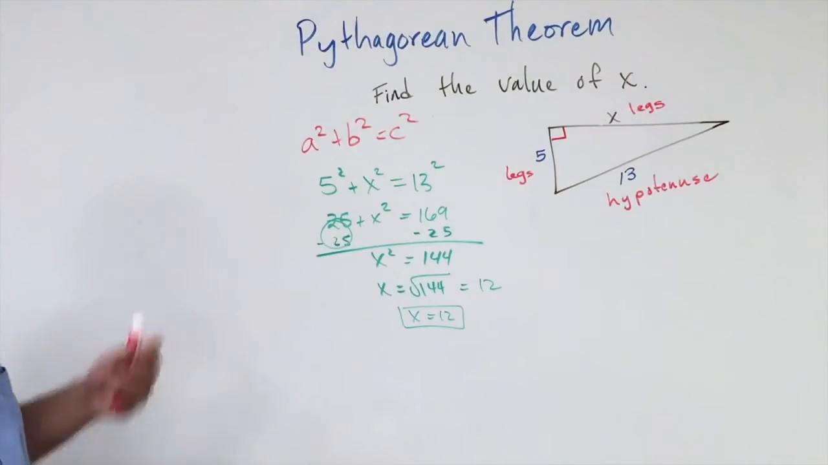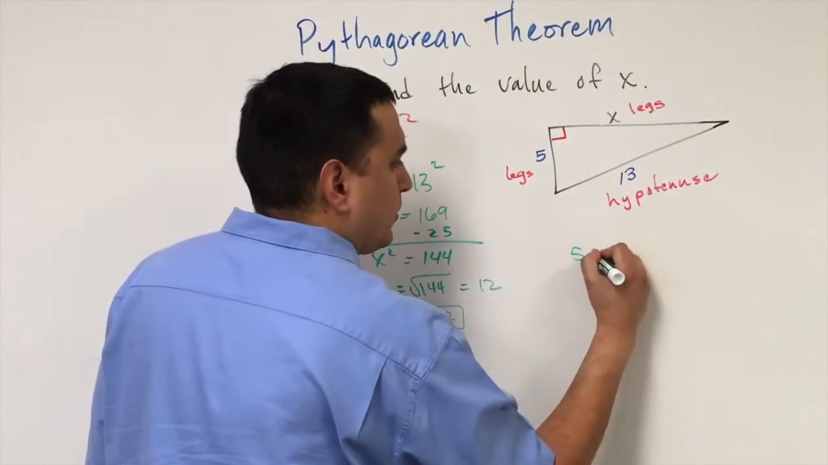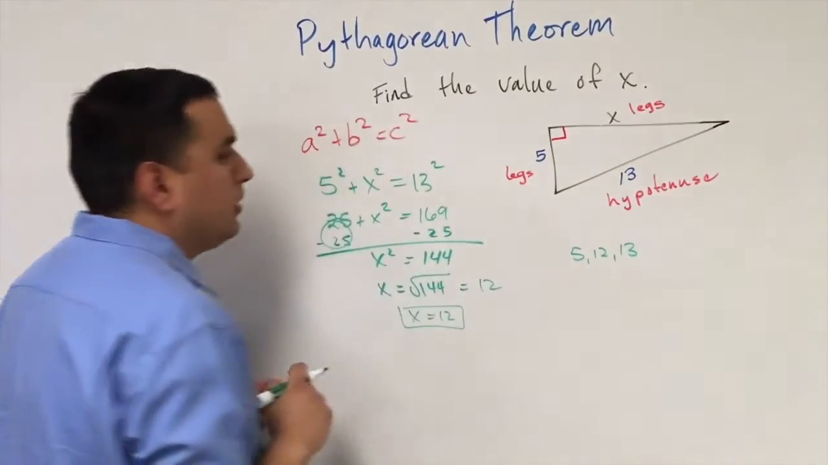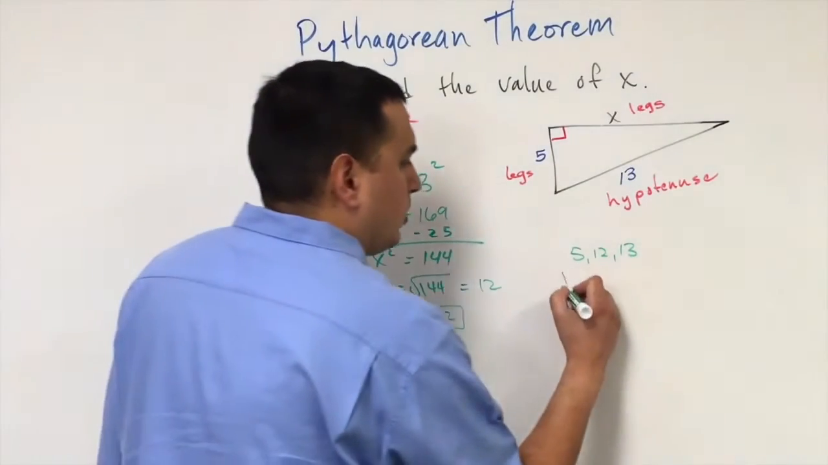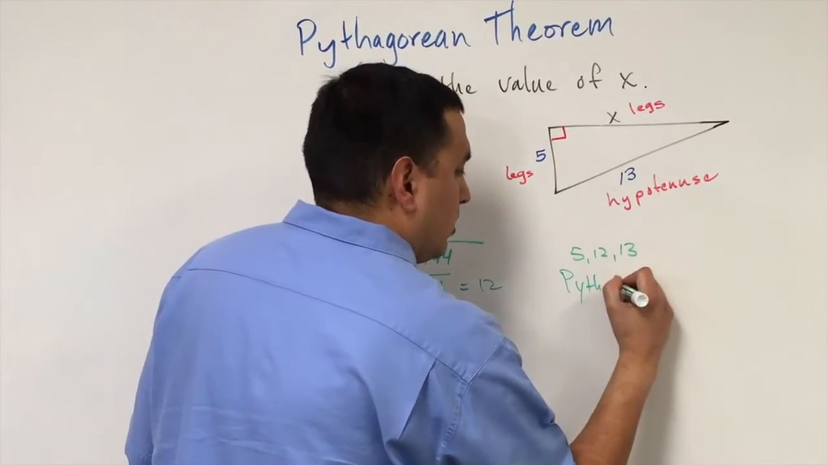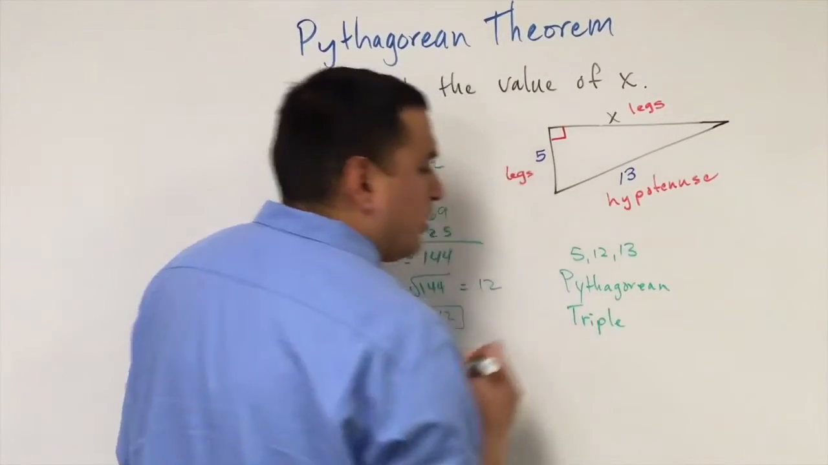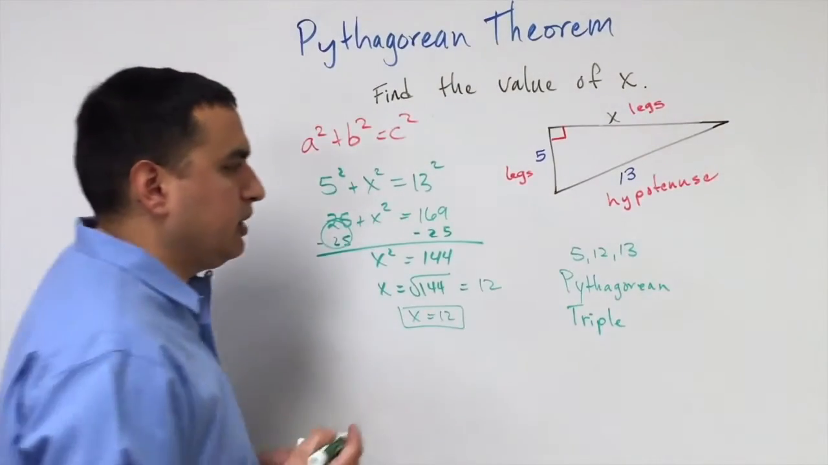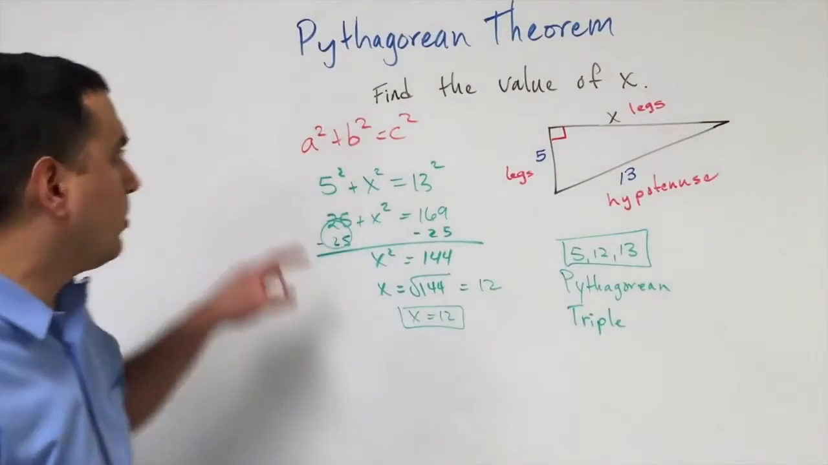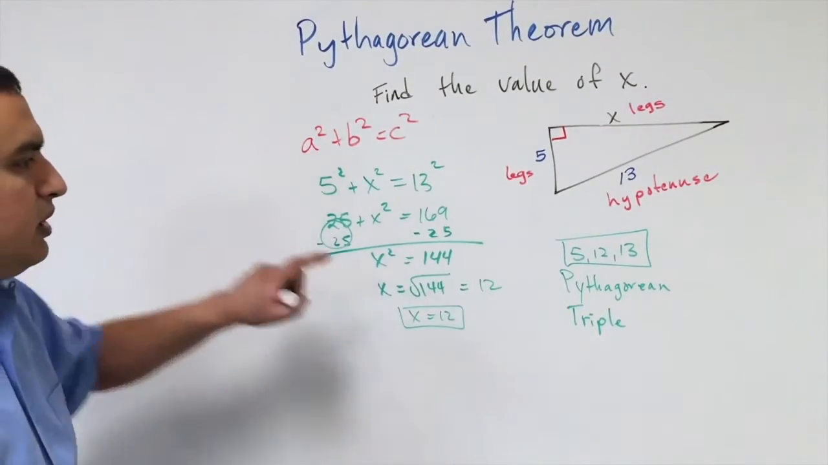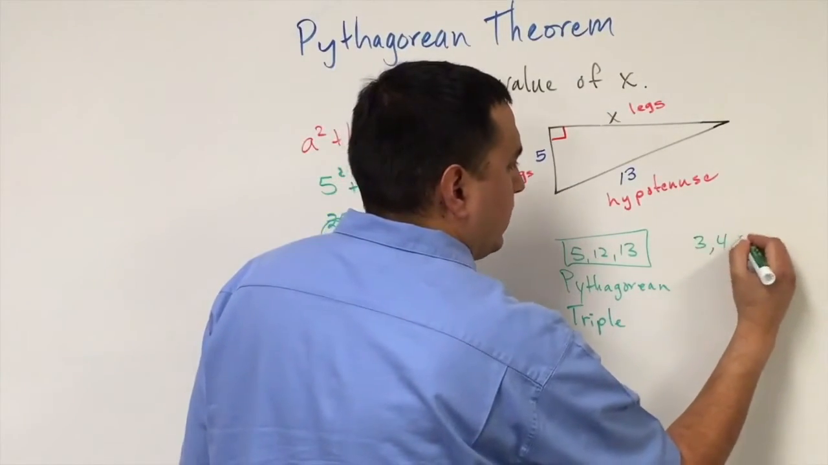Now something you may or may not remember. If you have three positive integers like we do in this case, where it's 5, 12, and 13, that make this Pythagorean theorem statement true, this is what's called a Pythagorean triple. There's several of them, an infinite amount. But anytime you have three whole numbers that work nicely and neatly into this formula, we call it a Pythagorean triple.